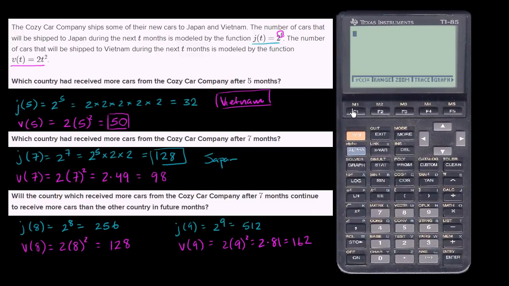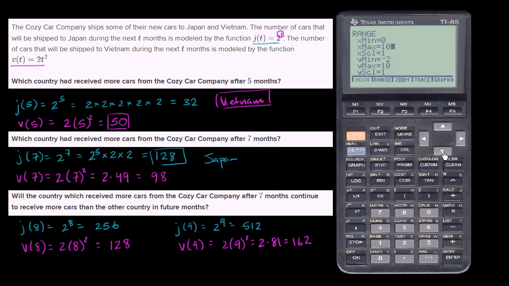So let's graph it. So the first one, let me graph the exponential. So 2 to the, well, I'll just say x power. We'll say x is our independent variable here. So 2 to the x power. And then let's do the quadratic one. This is y2, that'll be v of 2. Let's say 2 times x squared. Now let me set the range. Let's say x starts at 0, and then let's say it goes up to 10.